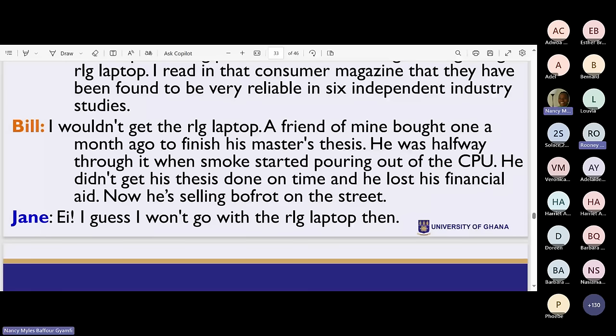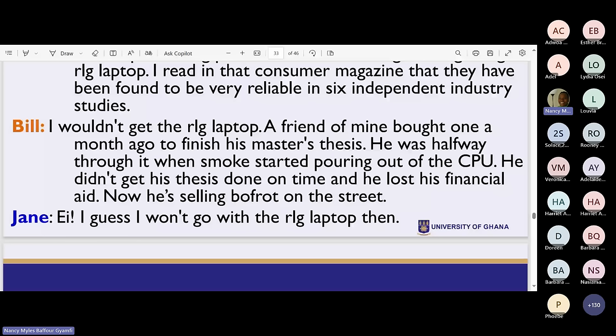Yes, I would guess the RLG laptop. A friend of mine bought one a month ago to finish his master's thesis. He was halfway through it when smoke started pouring out of the CPU. He didn't get the thesis done on time and he lost his financial aid. Now he's selling bofro on the street. Hey, I guess I won't go for the RLG.